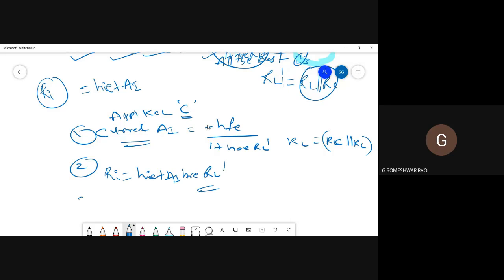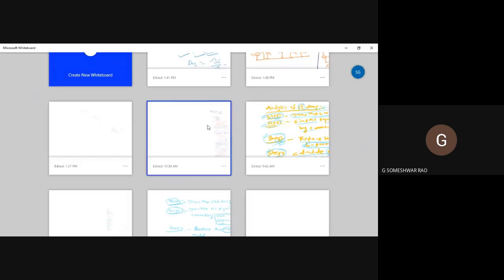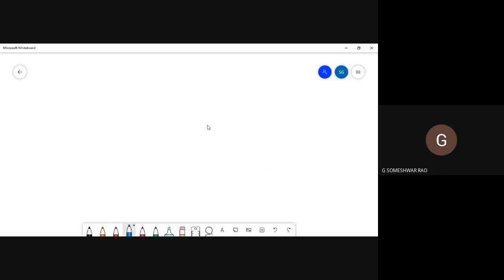Am I correct? And the third one we obtained is AV. AV is equal to AI into RL dash by RI. Am I correct? Yes, sir. These three we got in the last class. Now today we are going to discuss output resistance. Under step 4, please put a subheading: fourth parameter is output resistance. Before calculating output resistance, we are interested in calculating output admittance.